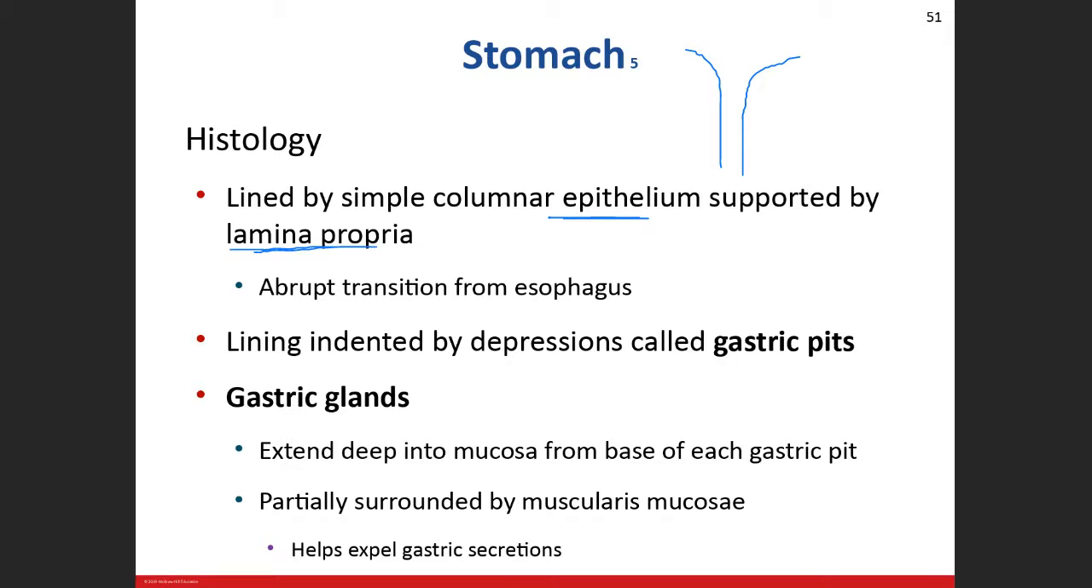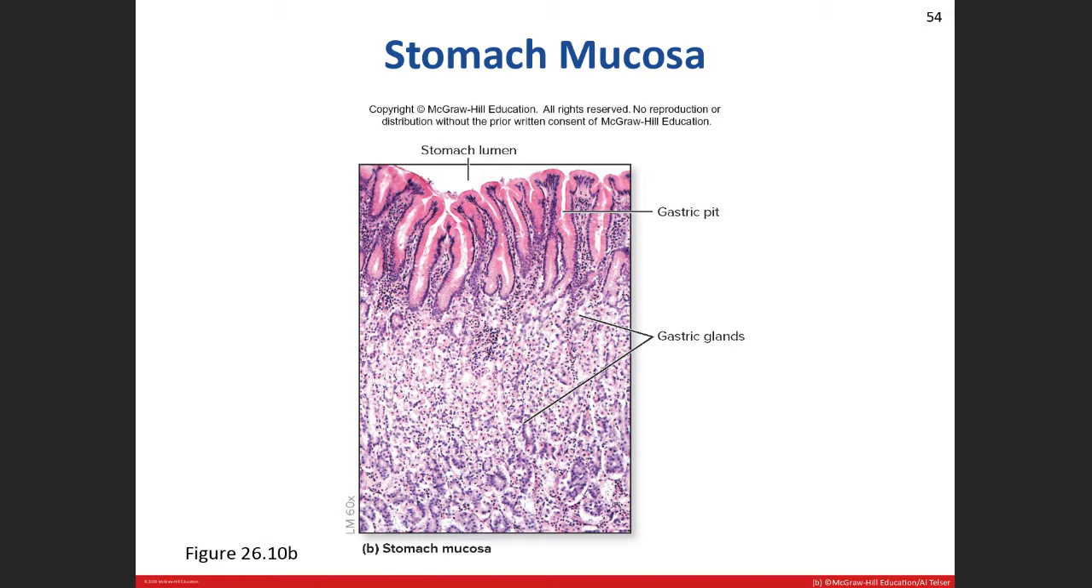To give you an appreciation here, at the base of the pit you'll have your epithelium, but you'll have the gastric glands that are pretty far away. These glands are going to produce a lot of your digestive enzymes, but it's tough to get those secretions up here. Well, not to worry, because the muscularis mucosae is going to help move some of those secretions up into the pits.